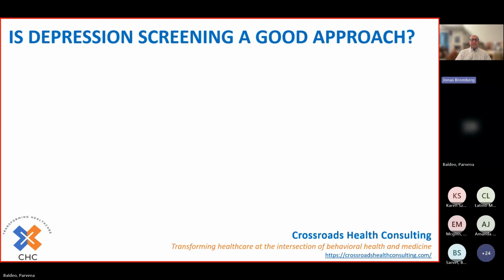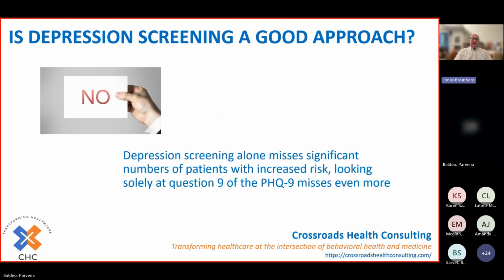Next slide. So is depression screening a good approach? And the answer is no. We know that we miss a significant number of patients if we just rely on depression screening. And even when we look at just question 9 of the PHQ-9, that suicide question, we tend to miss even more. So it's a little counterintuitive, but that is what we know.